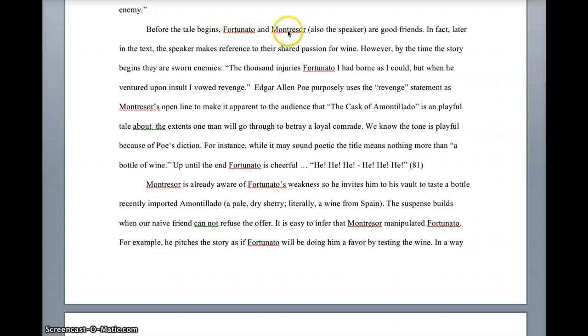Before the tale began, Fortunato and Montresor, also the speaker, that's an awkward way to say that, are good friends. That is not supported. Where is the support for that? See, if you're going to put any statement in your essay, if you're going to make any claim, any assertion, express any opinion, you really need to support that with some text or an event or a dialogue, something from the story that will prove what you were saying, that will support it.